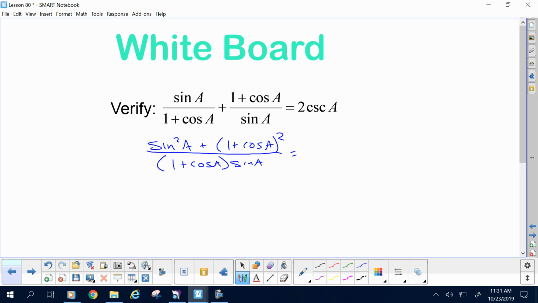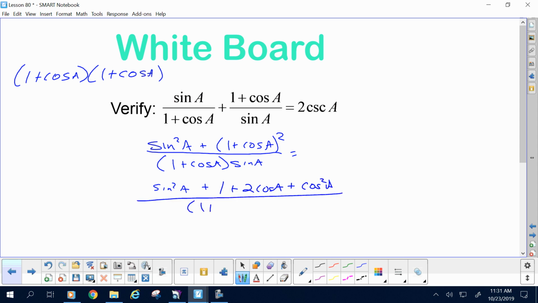That's kind of funky. Does this even work? What's 1 plus cosine of A? Is it 1 squared plus cosine squared? Is that how you square a binomial? No, it is not. Remember, when you square, there's FOIL going on: first, outer, inner, last. It's not just 1 plus cosine squared. It's 1 plus 2 cosine A plus cosine squared. Now we're getting there.